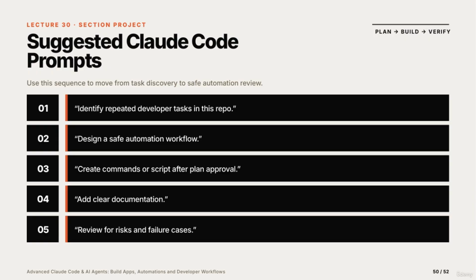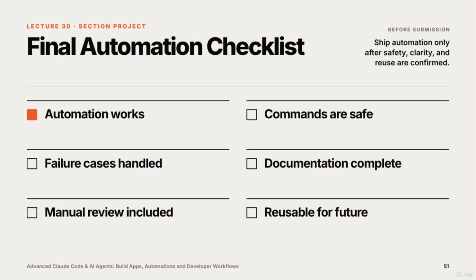Before submitting your automation project, it's crucial to go through this final checklist to ensure everything is in top shape. First, make sure you only ship the automation after confirming safety, clarity, and reusability. The automation should work reliably under expected conditions, and all commands must be safe to execute without causing errors or unintended consequences. You should also have handled potential failure cases to avoid disruptions.